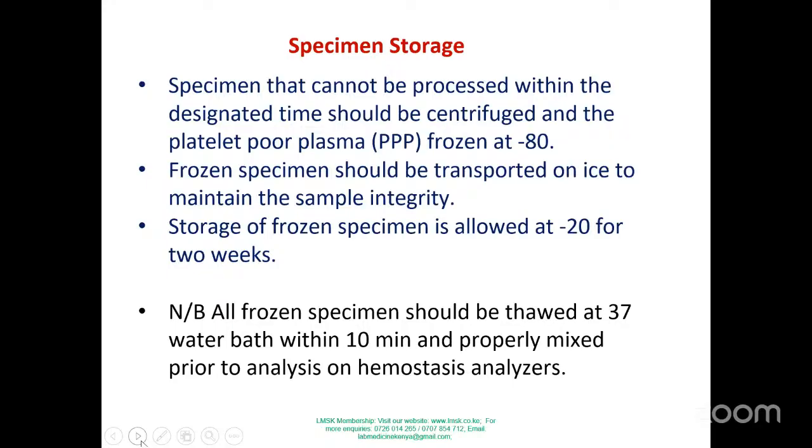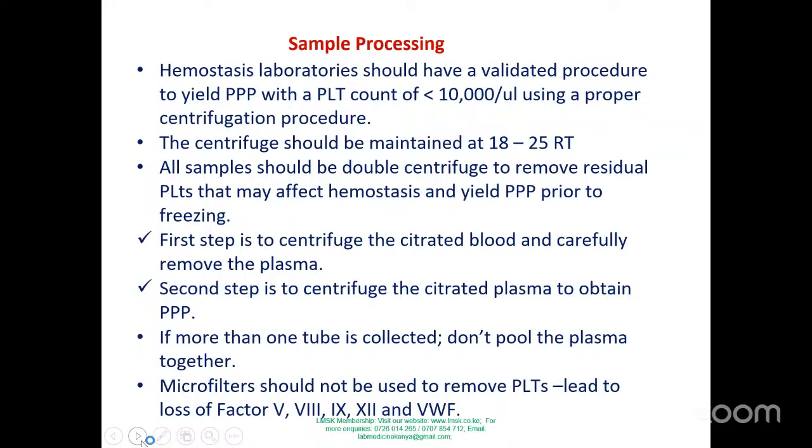So frozen specimens should be transported on ice to maintain the sample integrity. And storage of frozen specimen is allowed at -20 for 2 weeks. All frozen specimens should be thawed in a 37 degrees Celsius water bath within 10 minutes and properly mixed prior to analysis on hemostasis analyzers. So when the time comes that you want to use your sample that you had frozen for coagulation studies, you will thaw them at 37, mix properly, and use it for analysis.